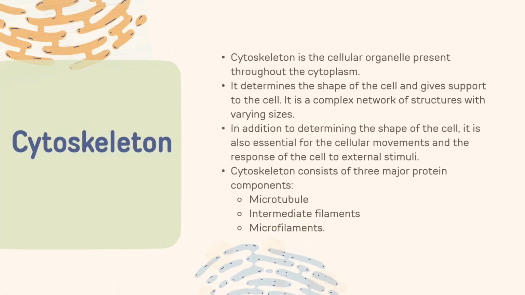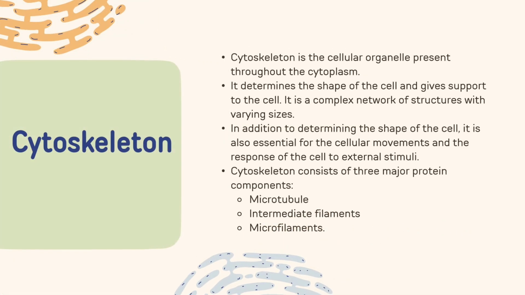Now let's discuss the cytoskeleton. Cytoskeleton is the cellular organelle present throughout the cytoplasm. It determines the shape of the cell and gives support to the cell. It is a complex network of structures with varying sizes. It keeps the cells in shape. In addition to determining the shape of the cell, it is also essential for cellular movements and the response of the cell to external stimuli. Cytoskeleton consists of three major protein components. Number one is microtubules, number two is intermediate filaments, and number three is microfilaments.